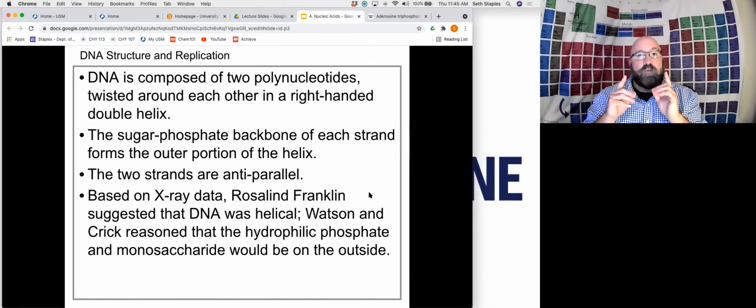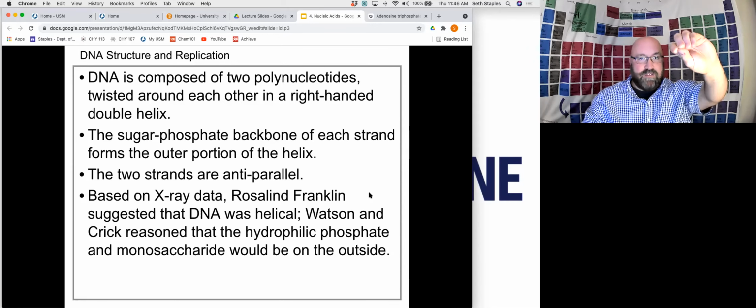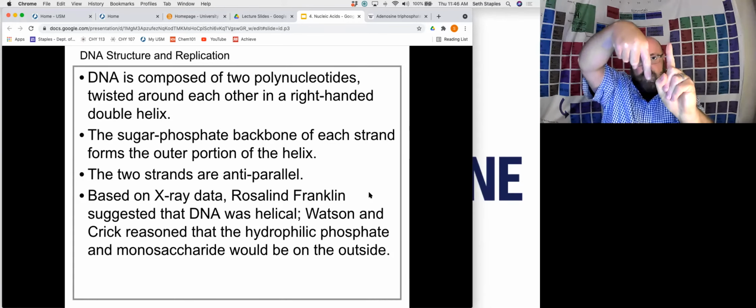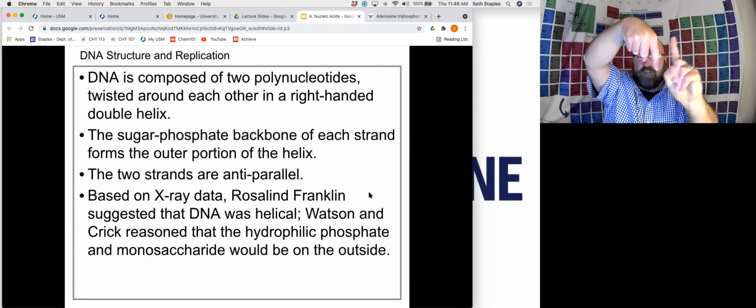DNA is composed of 2 of these polynucleotides, twisted around each other in a double helix. This sugar phosphate backbone makes up the outer portion of the helix, and the 2 strands are anti-parallel. What that means, and we'll see this in the next image, is that one of the strands is going to go from 5' to 3', and the other is the opposite, 3' to 5'. So you can kind of picture it like this, anti-parallel to each other.